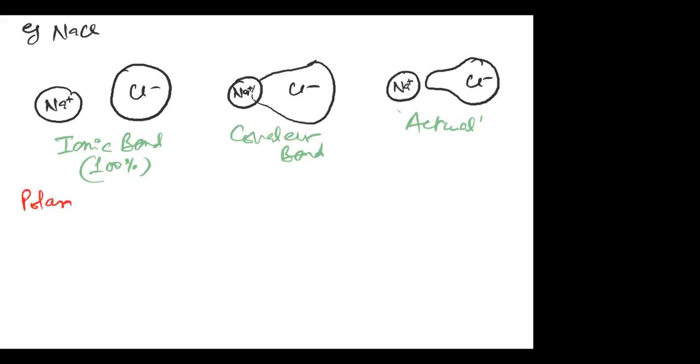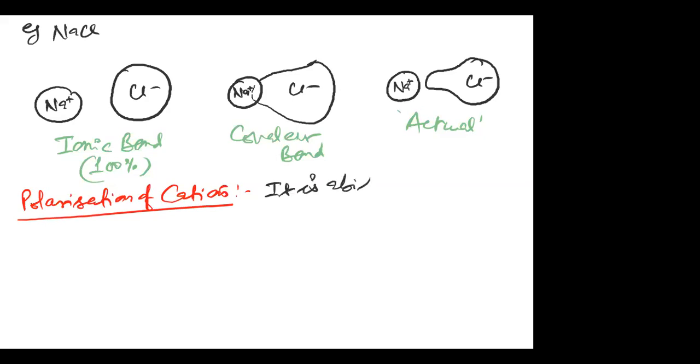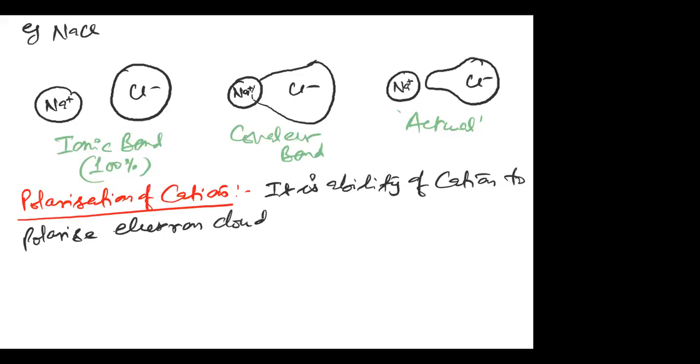One is polarization power of cation. Polarization power of cation is the ability of cation to polarize the electron cloud of anion.